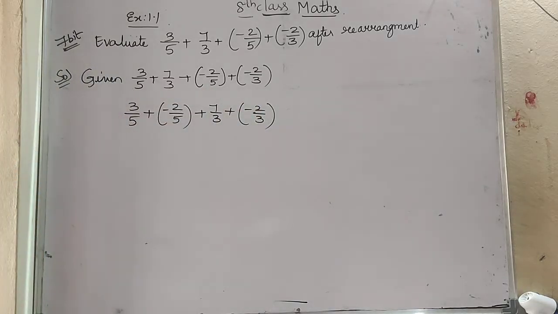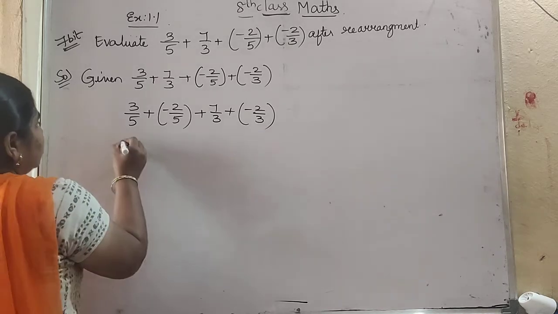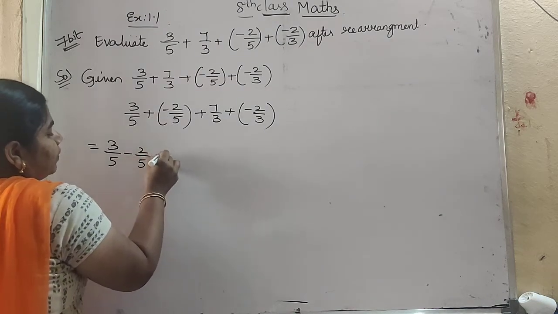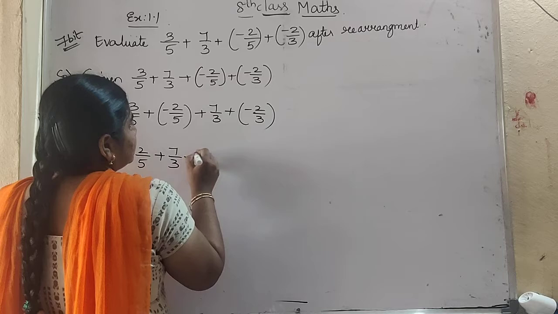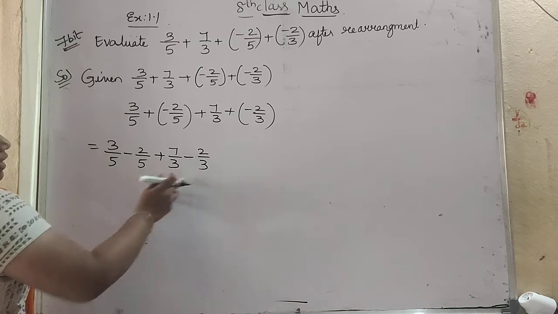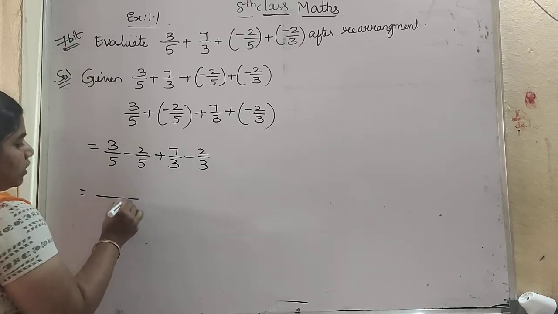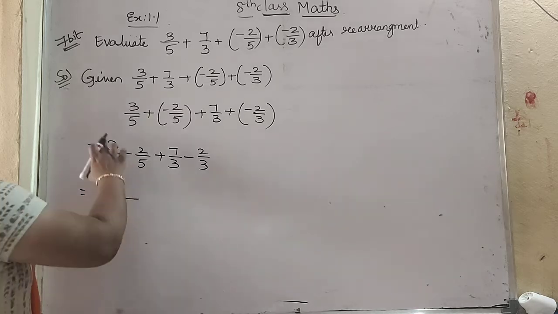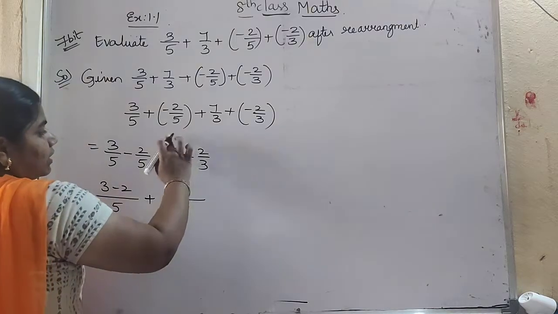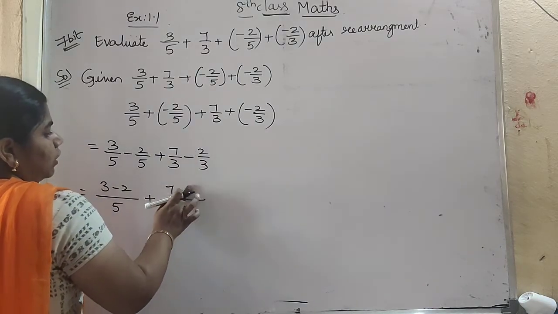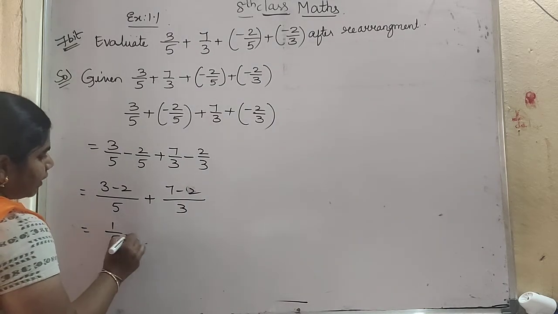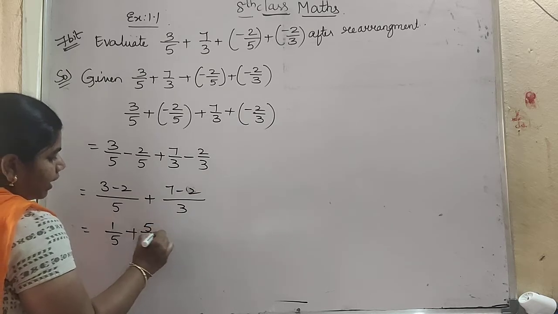Okay. So first we have to make the double signs into single signs. So 3 by 5 plus into minus is minus 2 by 5, plus 7 by 3 plus into minus is minus 2 by 3. Okay. Now I am taking the LCM of 5 and 5 and also 3 and 3. So 5 and 5 LCM is 5. It's because both the denominators are equal, directly you can subtract the numerators. Plus here also the LCM will be 3, we can subtract the numerators. So 3 minus 2 is 1, 1 by 5, plus 7 minus 2 is 5, 5 by 3.